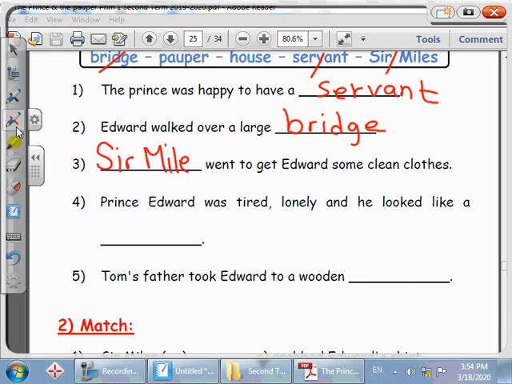Number 4, Prince Edward was tired, lonely, and he looked like a pauper. Super. Number 5, Tom's father took Edward to a wooden house. Okay, guys, let's go to the next question.